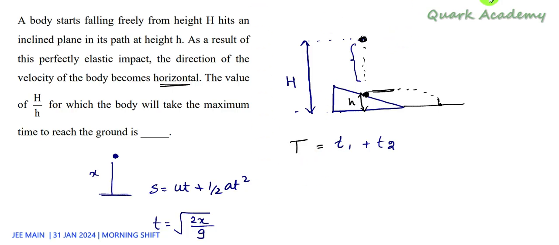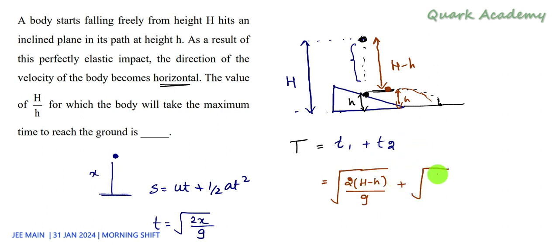The same idea I'm going to use here. This distance is going to be capital H minus h, and this distance is h only. And here also we can use the projectile motion idea, like initial vertical velocity is going to be 0 in this case also. So if I write this, t will be root of 2(H minus h) by g plus root of 2h by g. This is the total time.